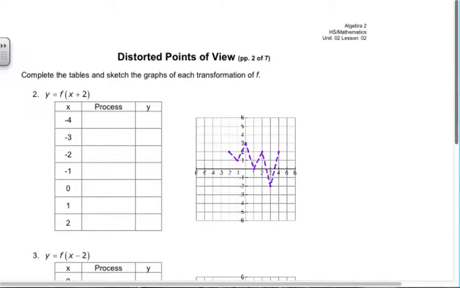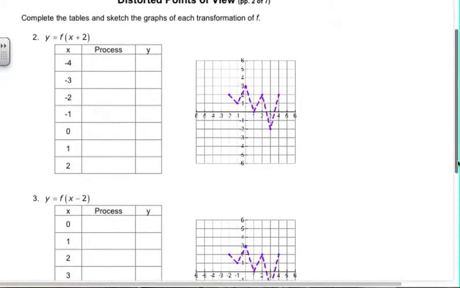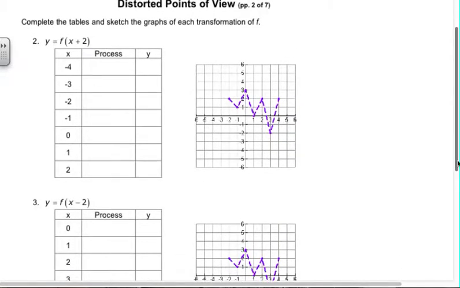Okay, so let's take a look at this guy right here. Complete the tables. Let's take a look at what we're doing. What this tells me is my process here is I'm going to be adding 2 to my x value. So here's my x value, but this tells me I have to add 2 to it, so it's going to be -4 plus 2, which will equal -2.